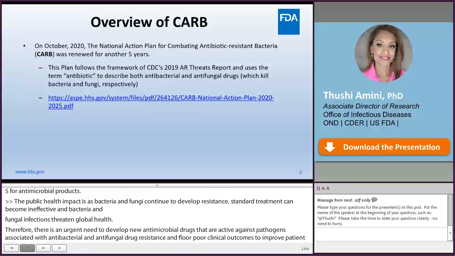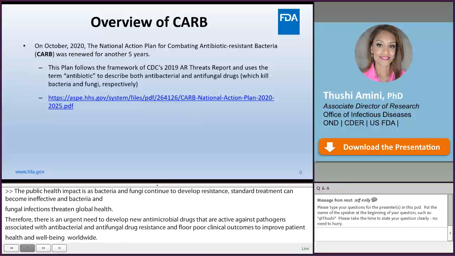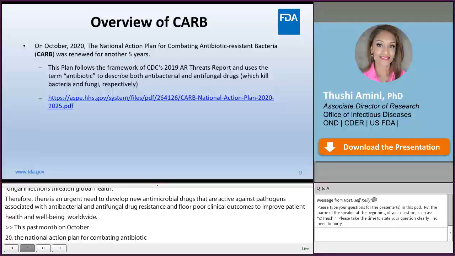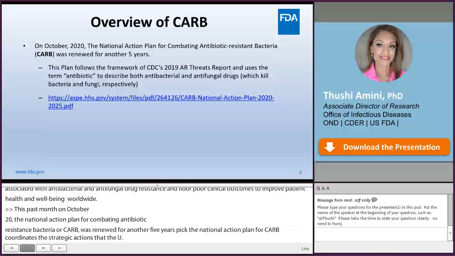This past month, on October 20th, the National Action Plan for Combating Antibiotic-Resistant Bacteria, or CARB, was renewed for another 5 years. The National Action Plan for CARB coordinates the strategic actions that the U.S. government will take in the next 5 years to improve the health and well-being of Americans by changing the course of antibiotic resistance. This plan is based on the U.S. government's 2014 National Strategy for CARB and builds on the first National Action Plan, which was released in 2015.